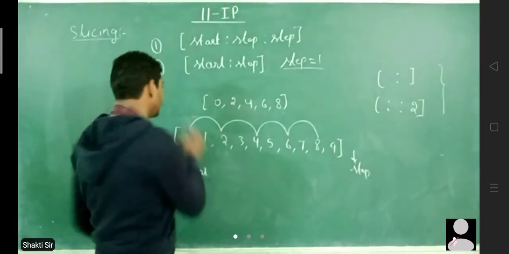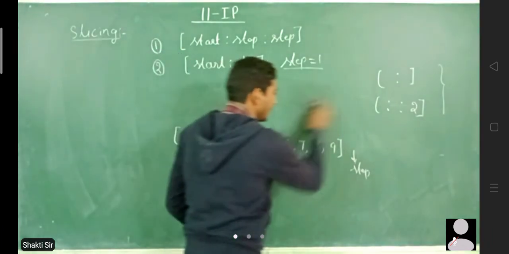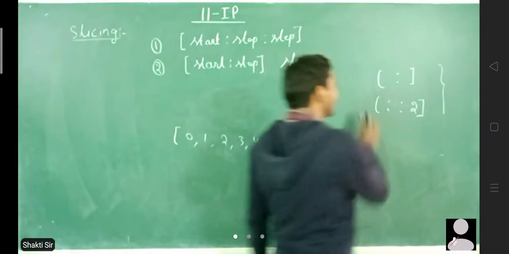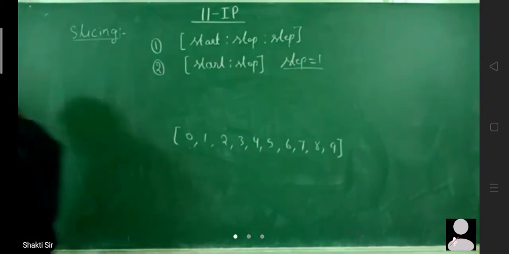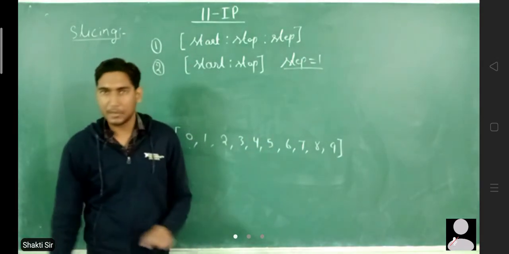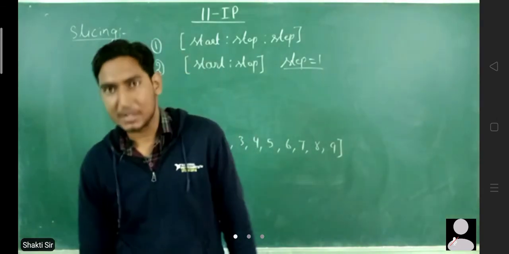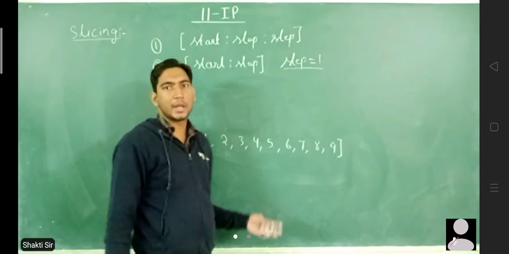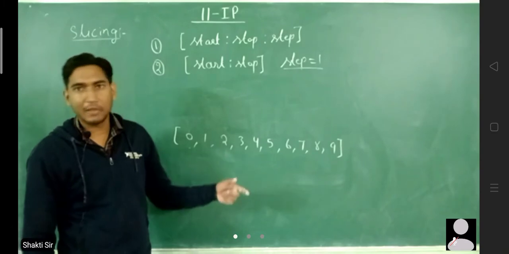So basically till now we have seen several examples of slicing, and we have used positive values for start, stop and step. Now let us try to take negative values for these and see what happens.